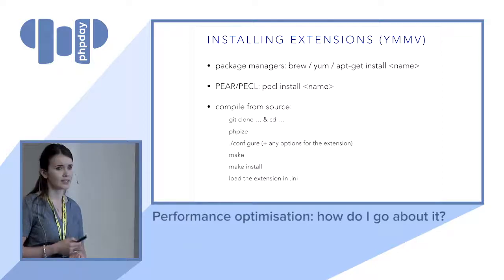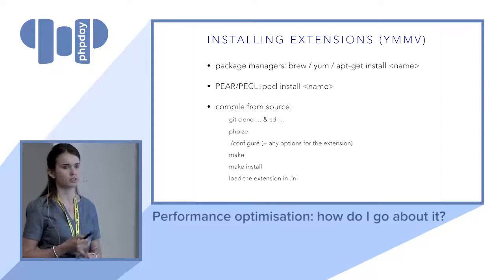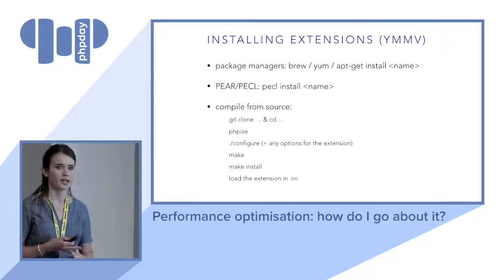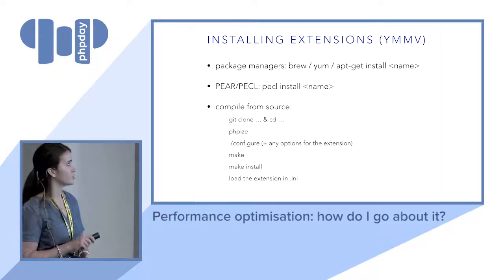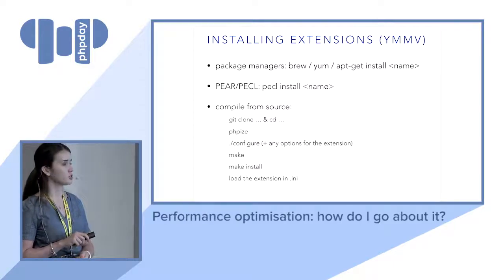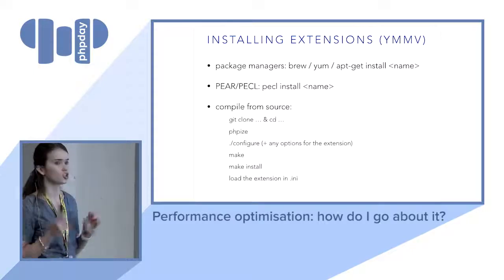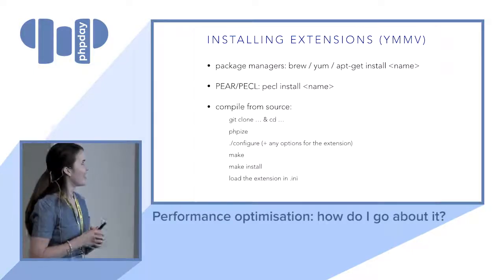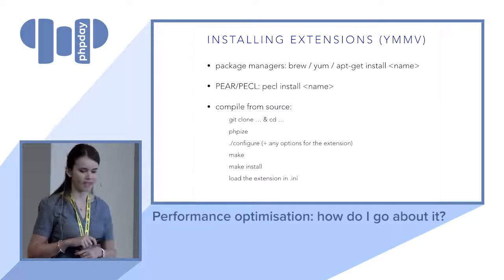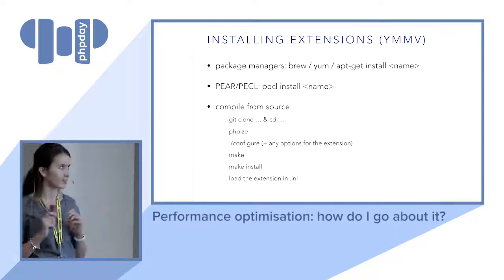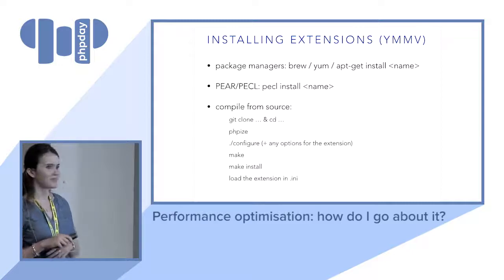The simplest way these days is just to use a package manager. So you use your brew, like Homebrew or apt-get or yum or whatever your Linux flavor is. Just do that, install the package name, boom, it should just work. The other one is PECL, so you can use pecl install, and again, it should just work. Or you can compile from source, which is actually not as scary as it sounds.